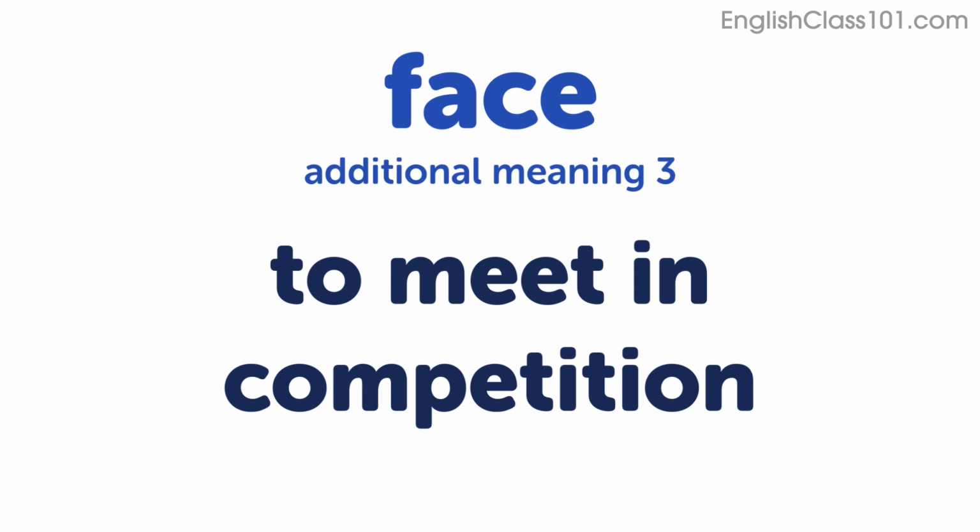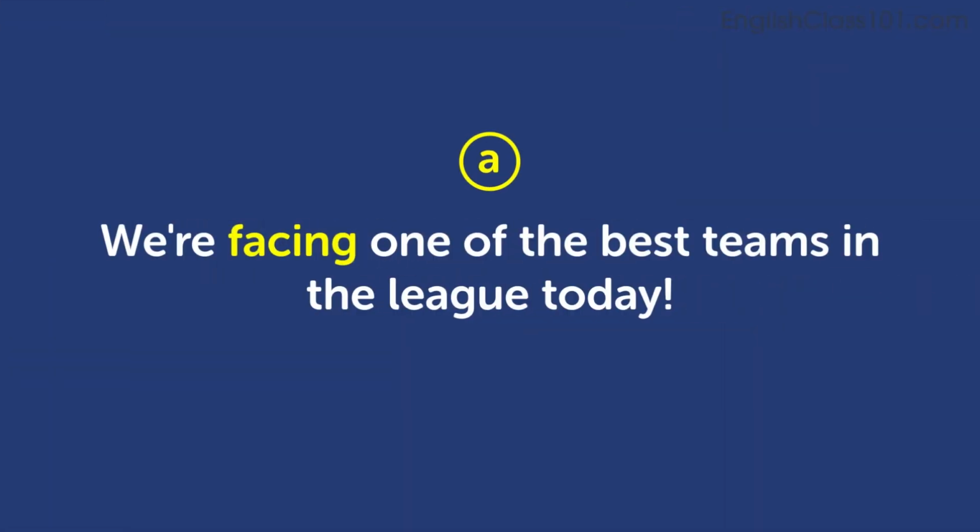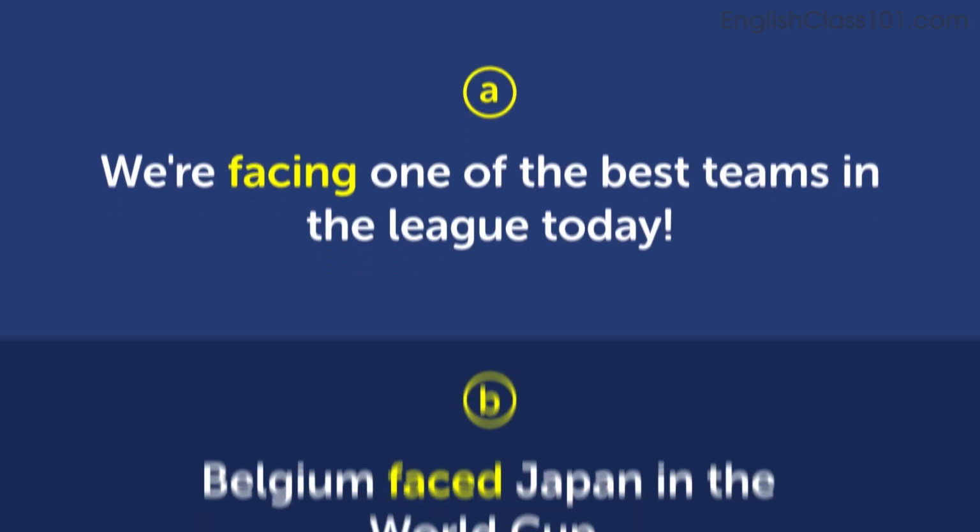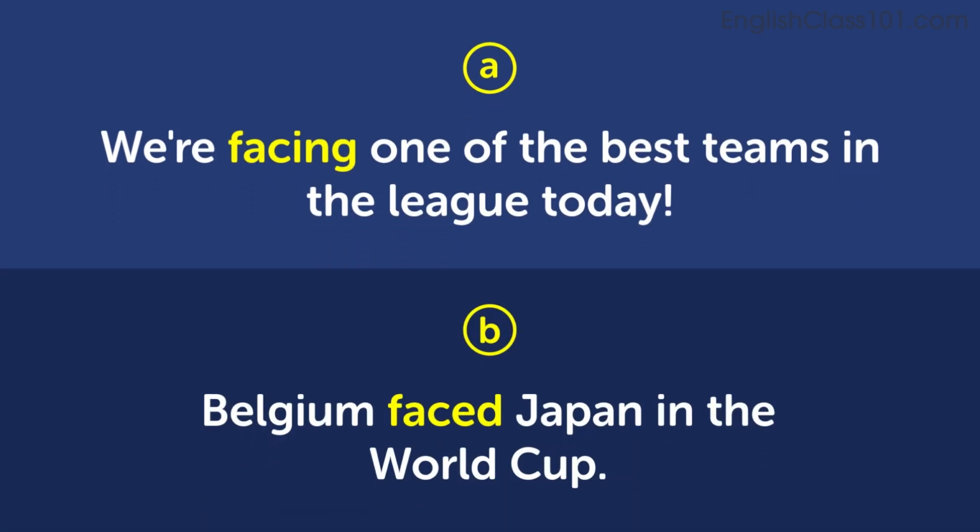Okay, let's move along to the next variation. The next variation in meaning is to meet in competition. Some examples: we're facing one of the best teams in the league today. Belgium faced Japan in the World Cup.